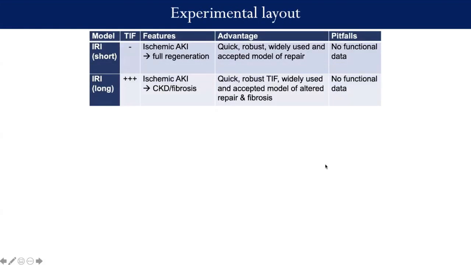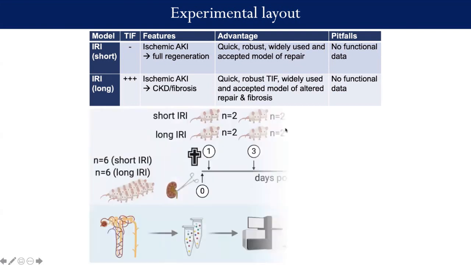And we chose a model that allowed us to dose the degree of injury to the kidney, and we chose ischemia reperfusion injury for that purpose, because it allows us to use either a short time where we clamp the vessels to the kidney, or a long time, resulting in either full regeneration of function, or development of chronic kidney disease and fibrosis.